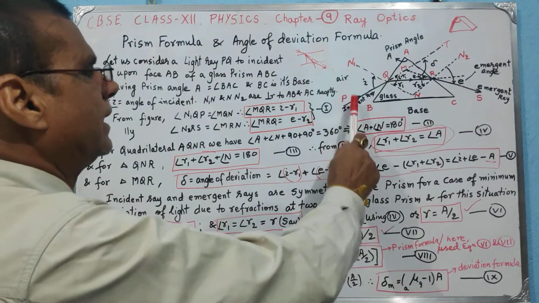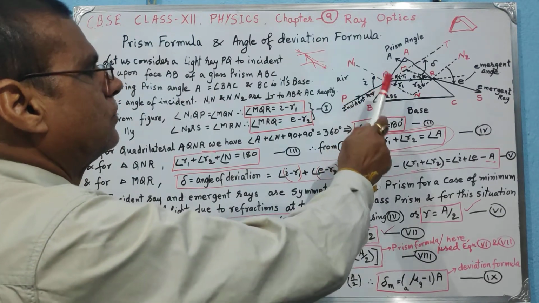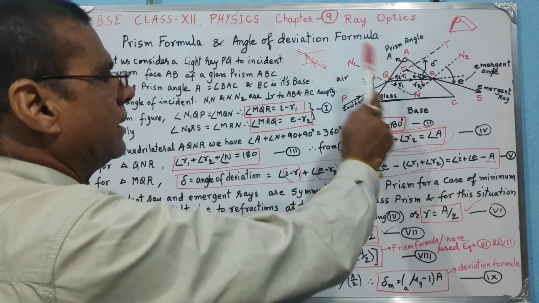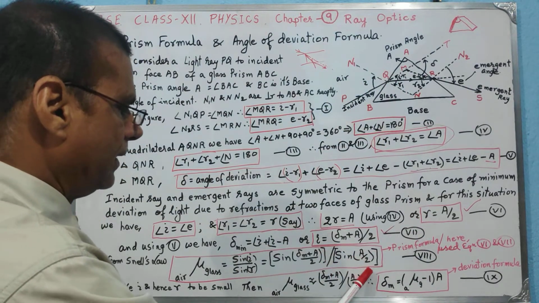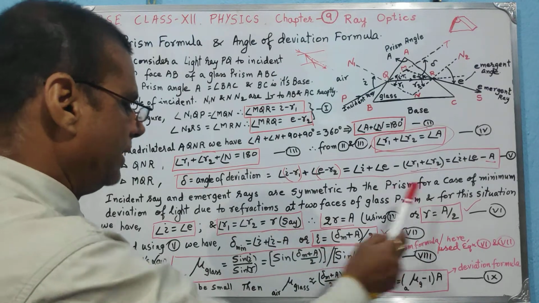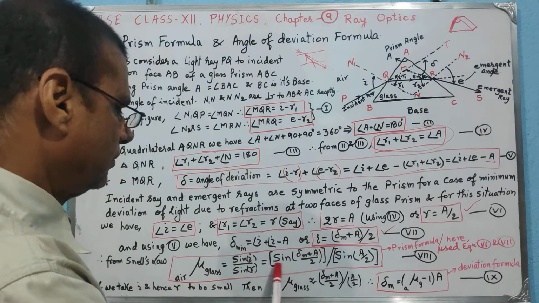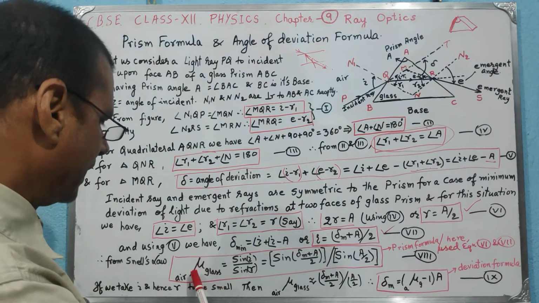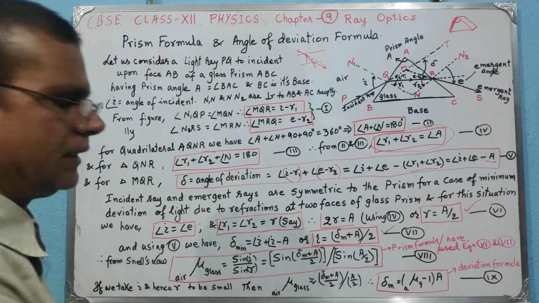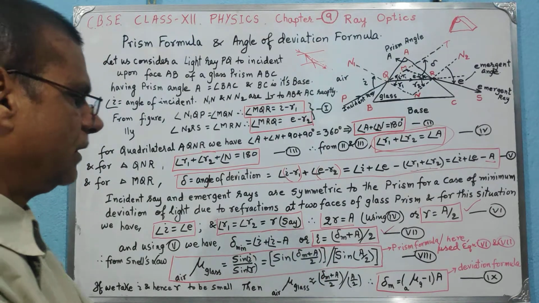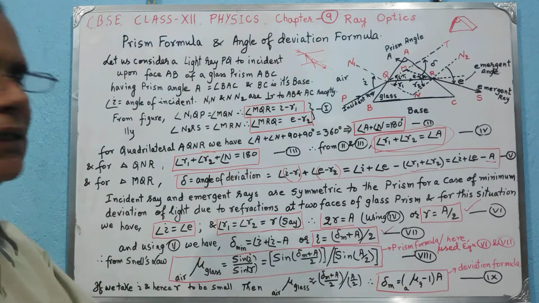So we have refractive index of glass with respect to air equal to sin I by sin R. For sin R we have sin A by 2, for R we have A by 2, and for I we have delta M plus A by 2. So we got the expression for refractive index of glass with respect to air equal to sin of (delta M plus A) by 2, divided by sin A by 2. This is known as the Prism formula. We have named it equation number 8.